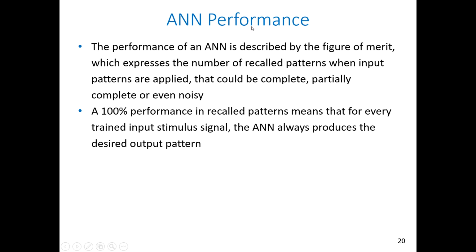So, artificial neural network performance. The performance is described by the figure of merit, which expresses the number of recall patterns when input patterns are applied that could be complete, partially complete, or even noisy. 100% performance in recall patterns means that for every trained input stimulus signal, the artificial neural network always produces the desired output pattern. Because an artificial neural network is a machine learning tool, we have to use model evaluation and model validation as we learned in the previous module.